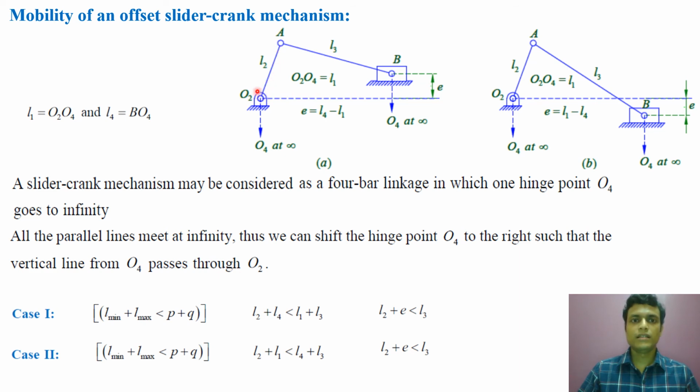When this crank angle is 90 degrees, if AB is less than O2A, in that condition the point B cannot reach this line. So the geometrical features are not satisfied. So the crank cannot move 360 degrees. So the condition to get a slider crank mechanism or offset slider crank mechanism is that length of crank plus offset should be less than length of connecting rod.